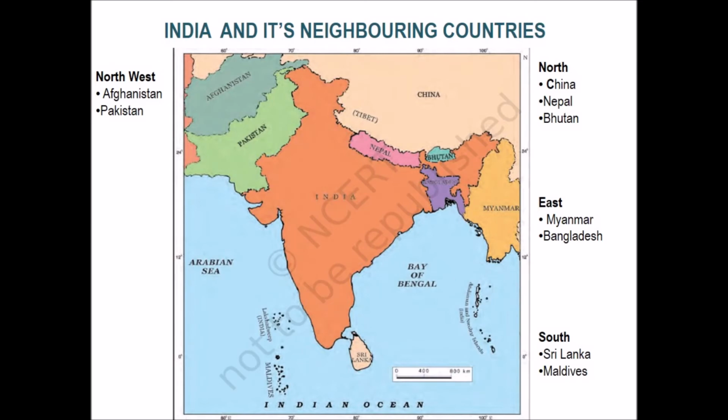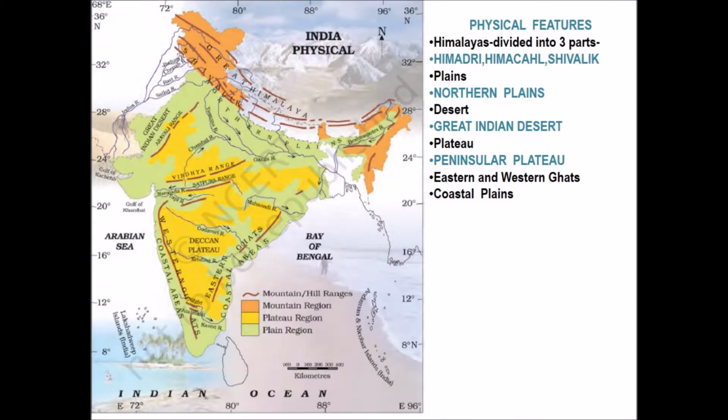Moving on to India's neighboring countries. In the northwest we have Afghanistan and Pakistan. In the north we have China, Tibet, Nepal and Bhutan. In the east we have Myanmar and Bangladesh. In the south we have island countries, Sri Lanka and Maldives, which share maritime boundaries with us.